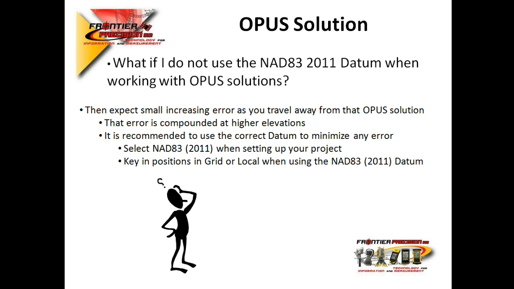So it is recommended to use the correct datum to minimize that error, again, like I discussed before. One of the key things that we're trying to do with GNSS equipment is minimize the error. And by selecting the wrong datum and editing improperly, you're going to just induce error into your survey. So we always recommend to select NAD83 2011 when setting up your project when you're working with OPUS and state plane. And make sure you key in those positions as grid or local when using that datum.